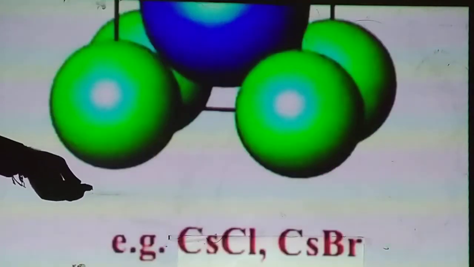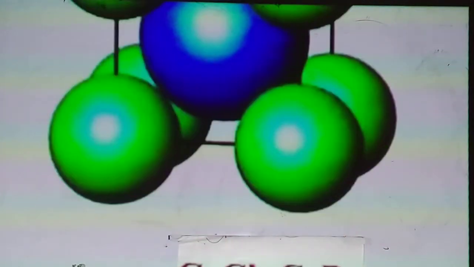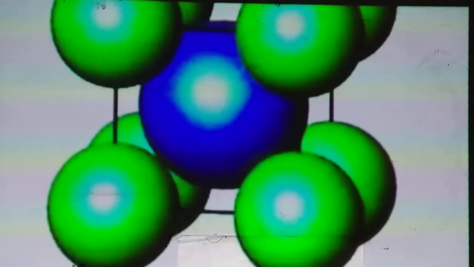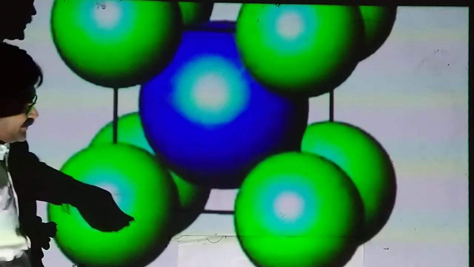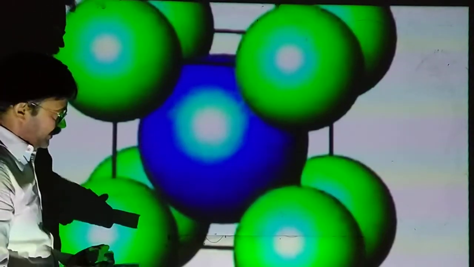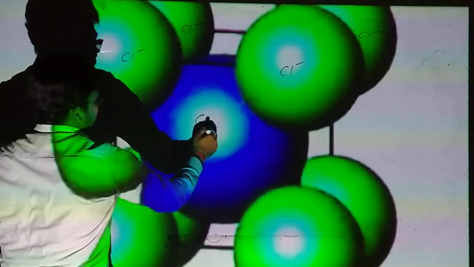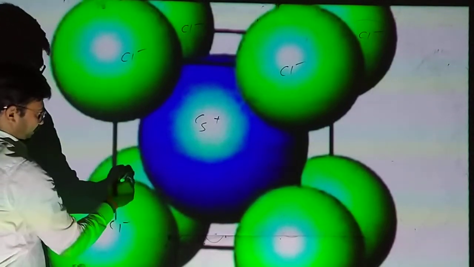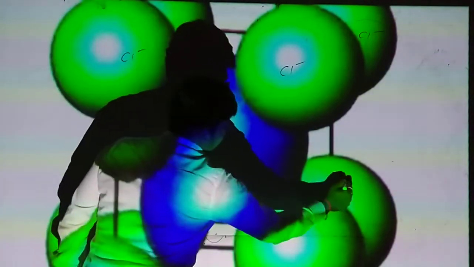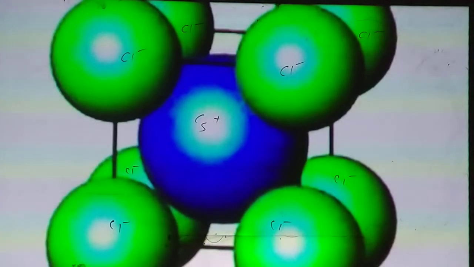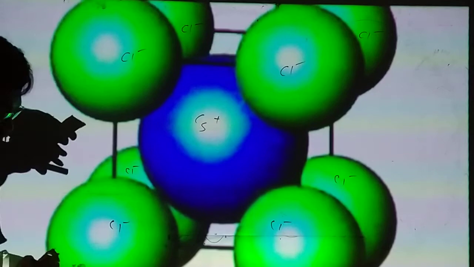This one is also of cesium chloride and cesium bromide. In the crystal of cesium chloride or cesium bromide, chloride ions are lying on the corners of the cube, whereas cesium is lying at the center of the cube. So this structure is also for cesium chloride and cesium bromide.